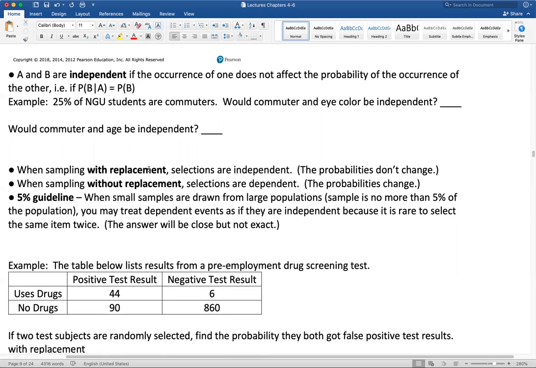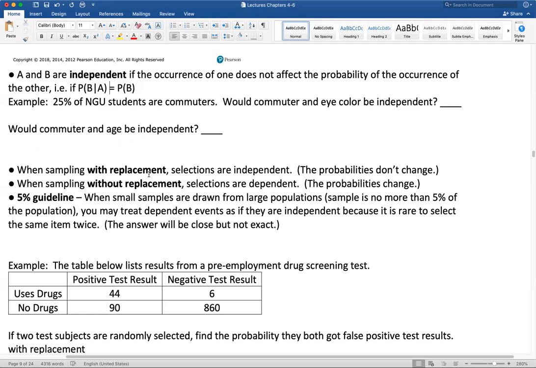Okay, what next is with replacement and without replacement. This is really important. Listen carefully. When sampling with replacement, selections are independent. So for example, there is a candy jar with maybe five blue candies and then 10 red candies. You select one candy, and the probability that the color of the candy you picked is blue is going to be 5/10, right?